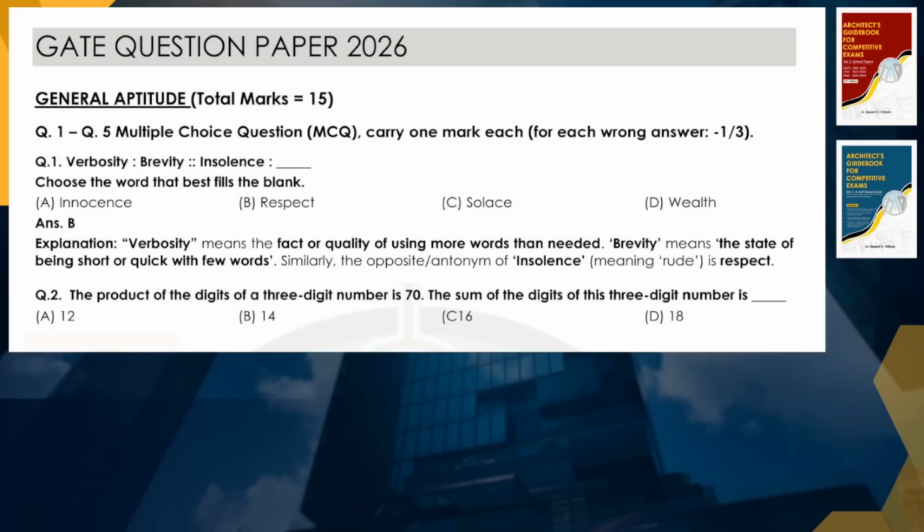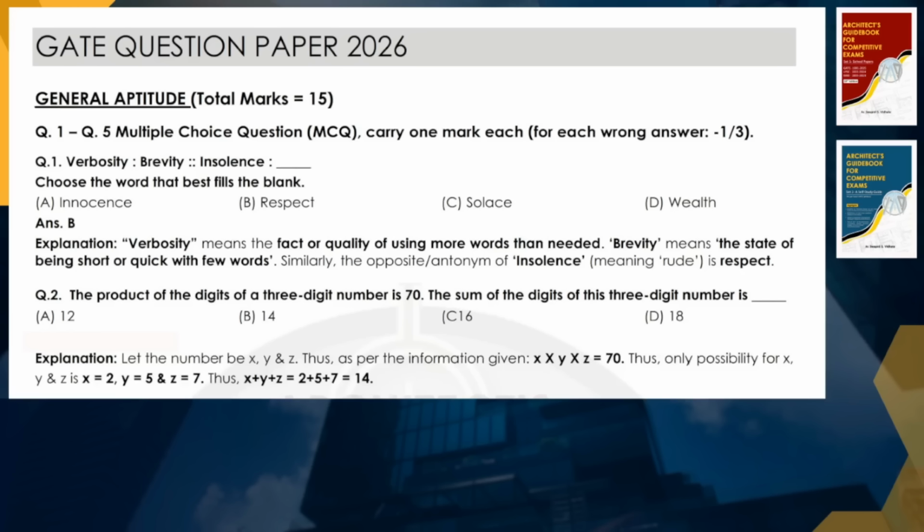Question 2 was of easy nature. The product of the digits of a three-digit number is 70. The sum of the digits of this three-digit number is which of the following? Very easy question. You can just start solving this step by step. Let's assume that these three digits are x, y, z. As per the information given, what will be the first condition? They have mentioned that the product of these three digits is 70. So x into y into z will be 70, right?